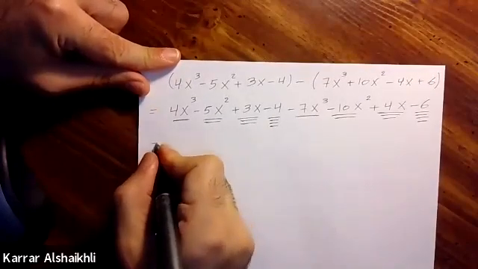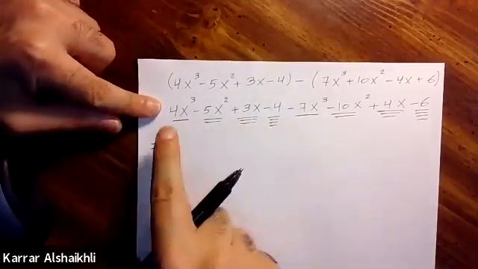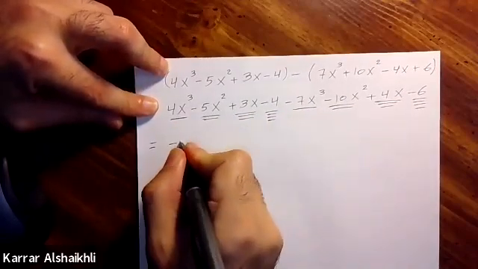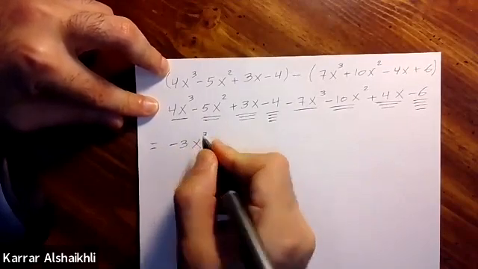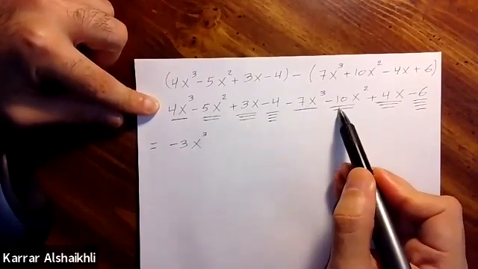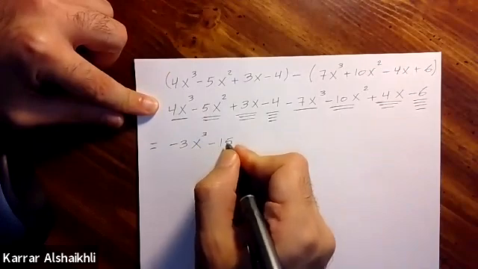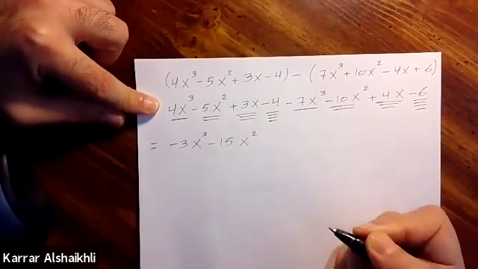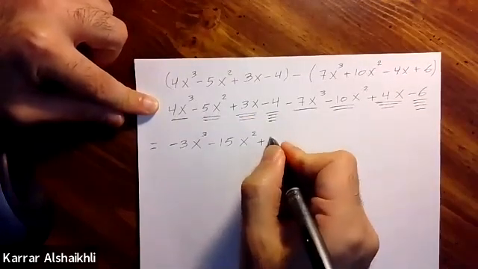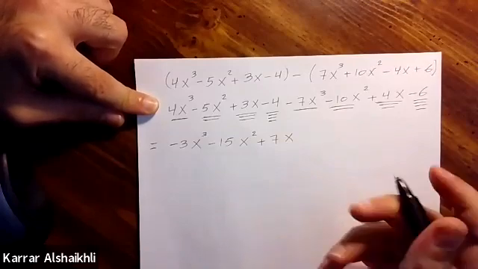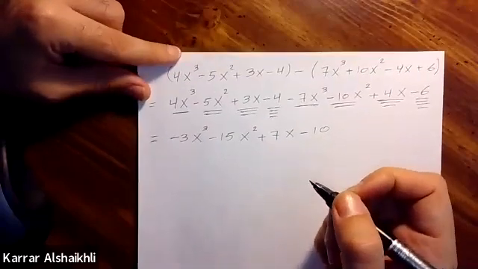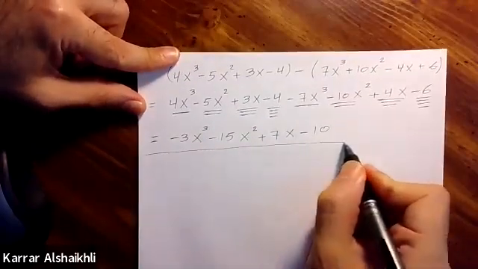So now I know where the like terms are. This one with this one. So I'm gonna say 4 minus 7 is going to be negative 3, so negative 3x cubed. This one with this one. So negative 5 minus 10 is going to be negative 15x squared. 3x plus 4x is going to be plus 7x. Negative 4 minus 6 is going to be minus 10. This is the solution for this polynomial.